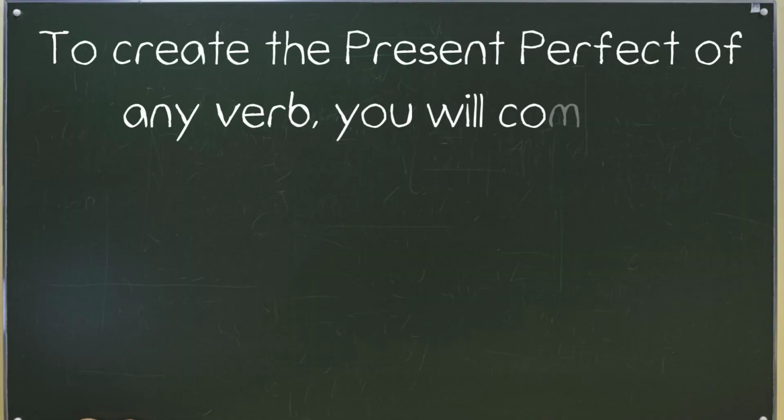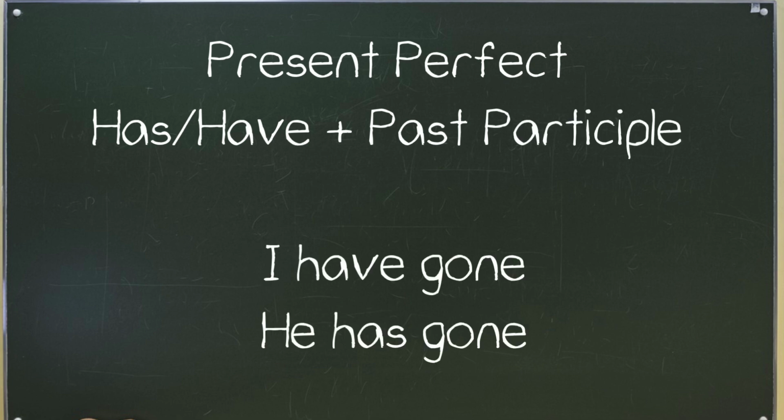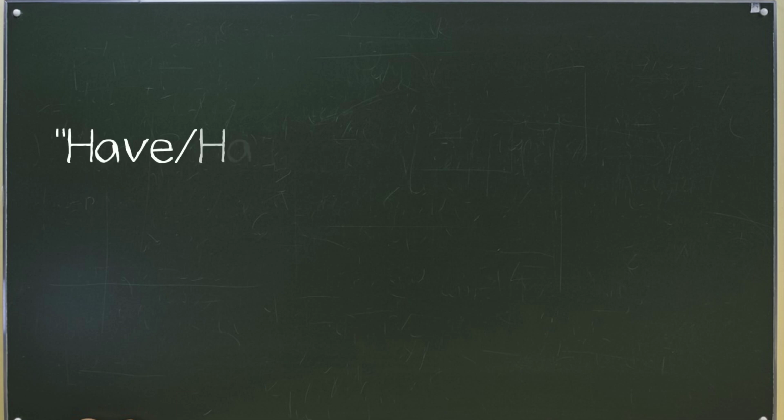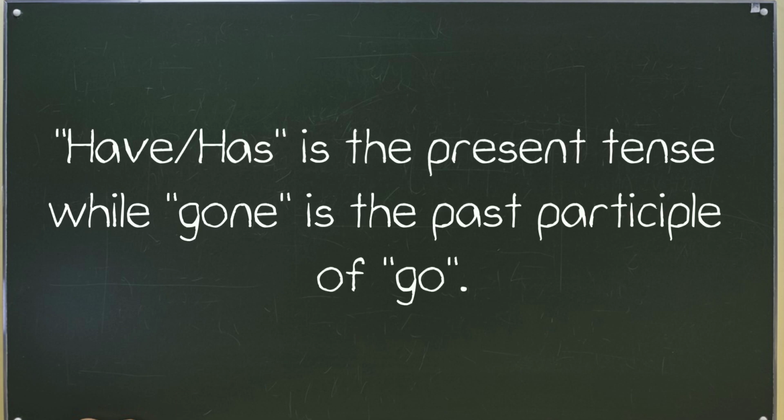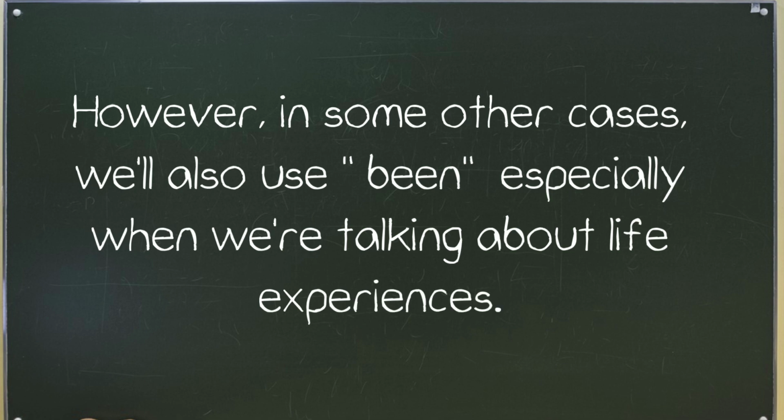To create the present perfect of any verb, you will combine the present tense of the verb to have plus the past participle of the main verb of the sentence, just like this. Present perfect: has or have plus the past participle. Have or has is the present tense, while gone is the past participle of go. However, in some other cases, we'll also use been, especially when we're talking about life experiences.